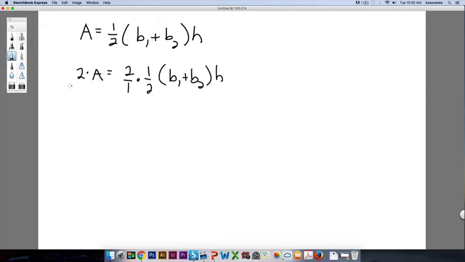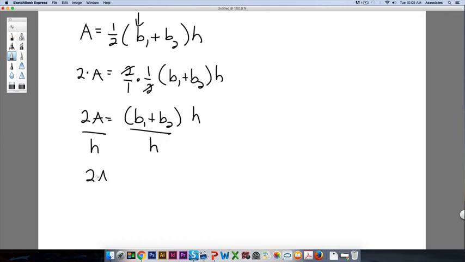Because you'll feel a lot more comfortable without a fraction. So 2a equals, these cancel. Notice the b sub 1 plus the b sub 2, the sum of the bases, is in parentheses. I don't want to split them up just yet. So I'm solving this one for b sub 1. So I could divide both sides by h. I get 2a divided by h. Now there's no reason for the parentheses because there's nothing to distribute. b sub 1 plus b sub 2.